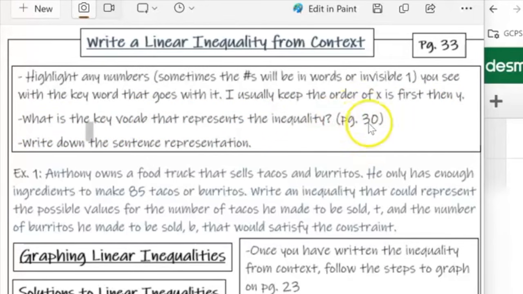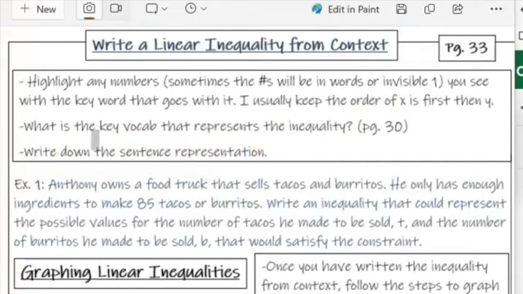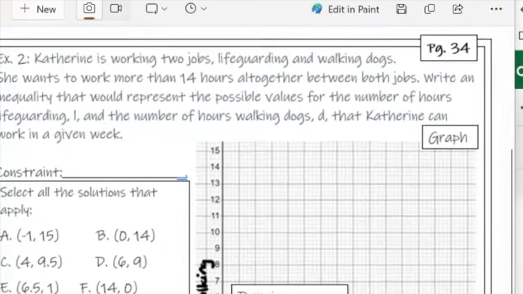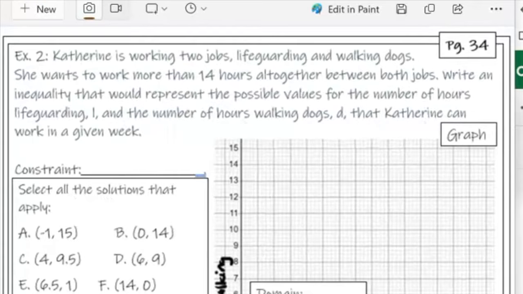And if you need to know the vocab, you can look at page 30. And then you write down the sentence representation. So I'm going to start off with example 2. And as I'm reading this, I'm going to highlight any key words that I recognize based on what we've learned on page 30. All right, so it says Catherine is working 2 jobs.